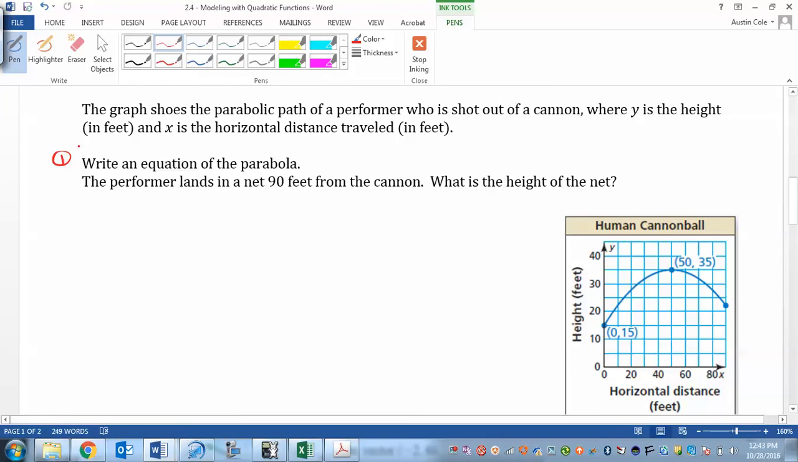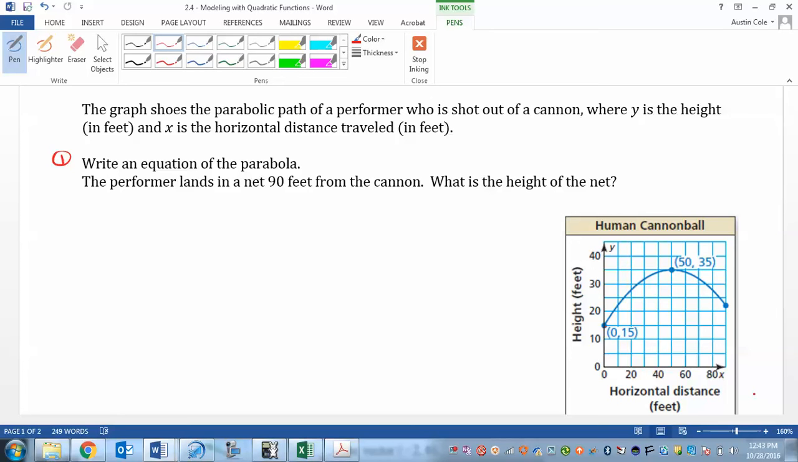Now, if I look at this, am I given the vertex? Yeah, the vertex is the point (50, 35). Okay, and am I given a point on the graph? I am. It's the point (0, 15). What does this point represent? Where the guy started. Okay, so when he left the cannon, how high was he off the ground? He was 15 feet. How high was he at his highest point? 50 or 35? 35, that's the y value, right?